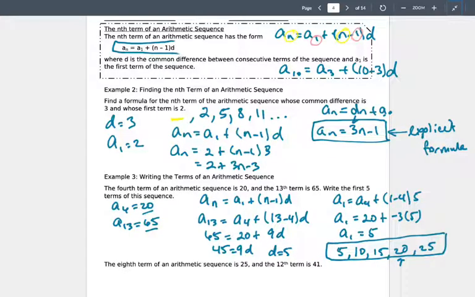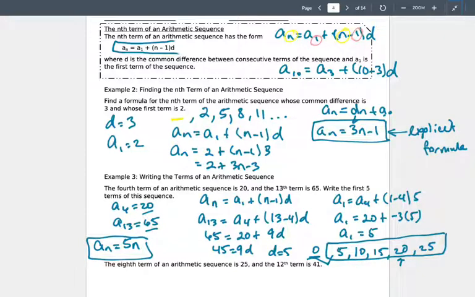So if I were to write the explicit formula for this, it would be a sub n. My common difference is 5, so it'll be 5n. And then I need to go back to my 0th term to figure out what's going to be added to this 5n right here. So I would subtract 5, which would make it 0. So you could say 5n plus 0, or just leave it 5n. So this would be my explicit formula for this. That would give me this sequence.